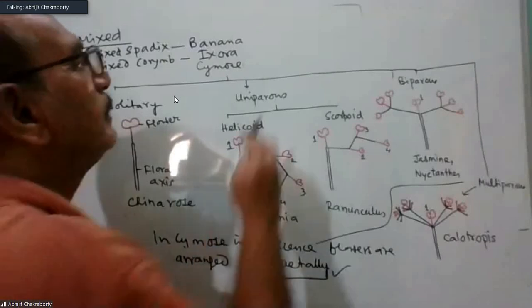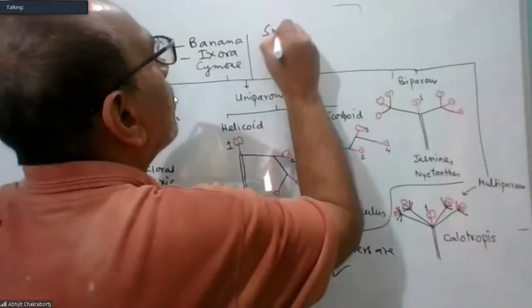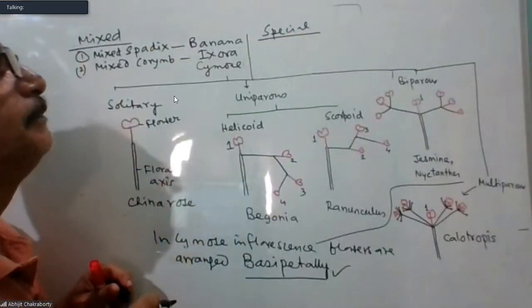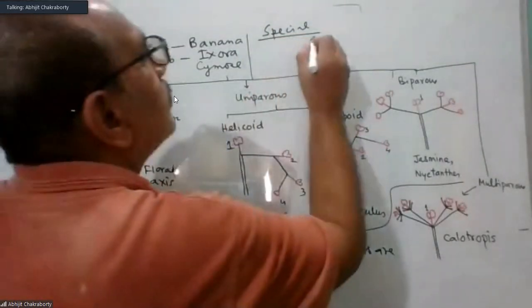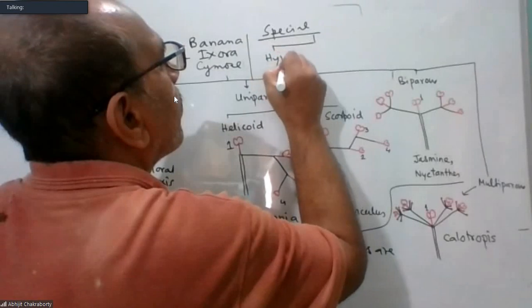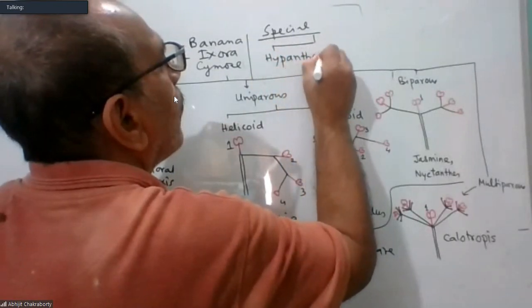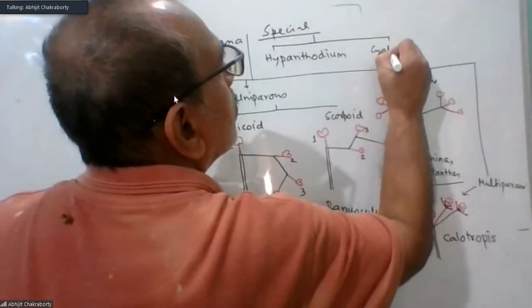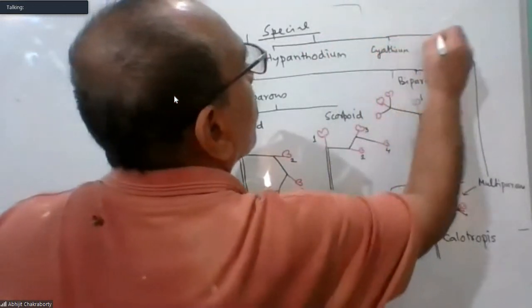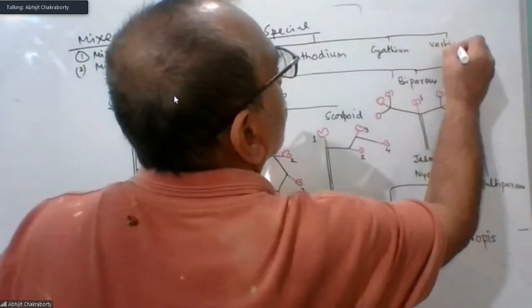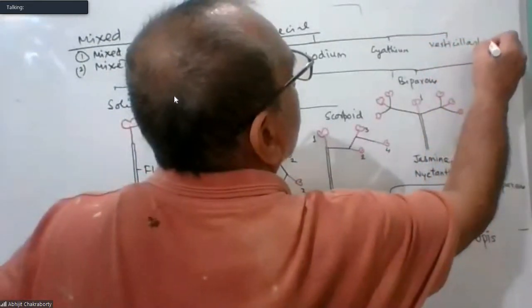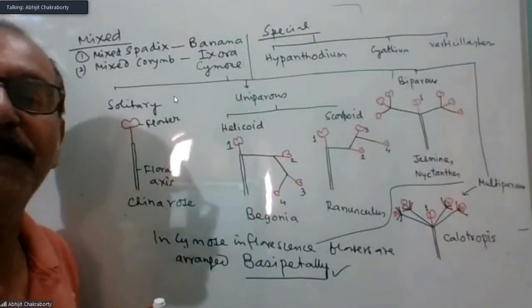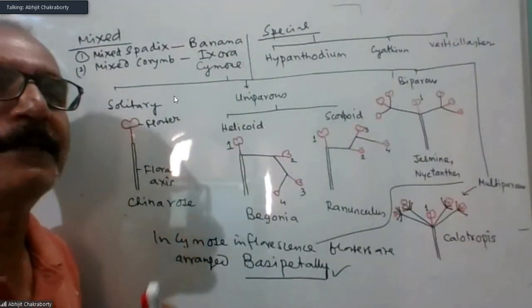Now the next part is special. Special is of three types: Hypanthodium, Cyathium, Verticillaster.